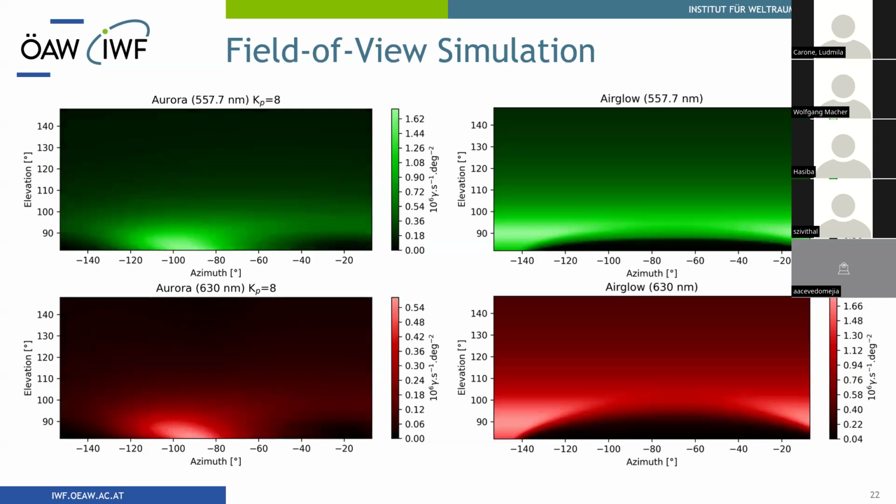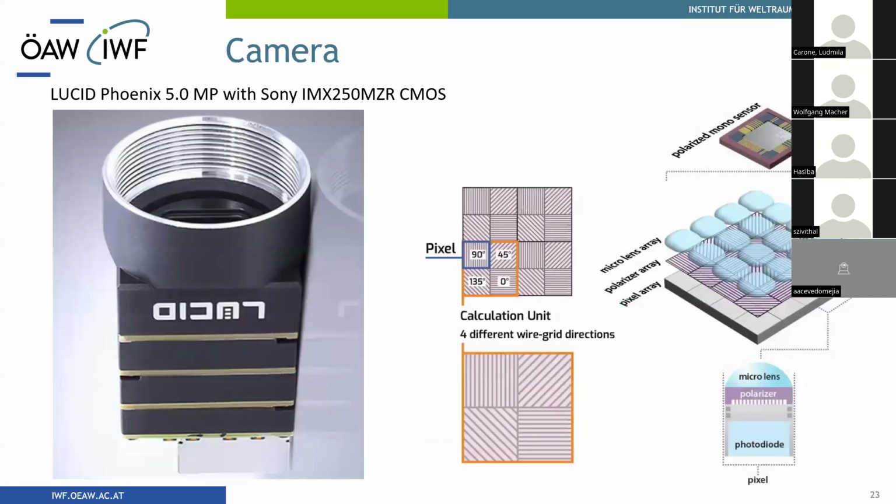Now, to go even further, you need to understand what camera we want to use. So actually, the students suggested this, to use this Lucid camera. And it's very interesting because it's just a camera, it's a CMOS, it has 5 million pixels, but it has a polarization filter directly placed on the pixels.